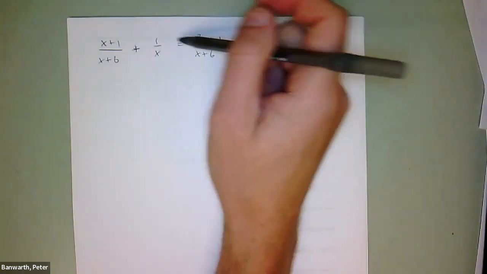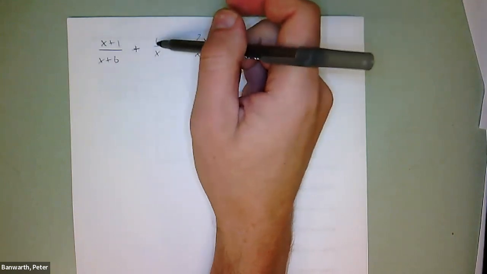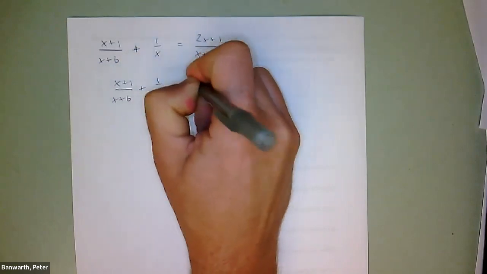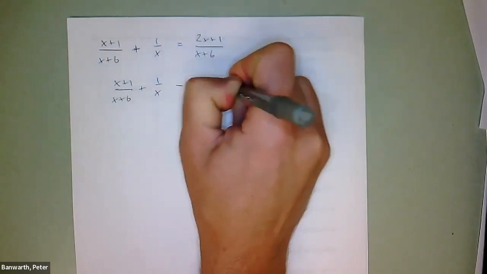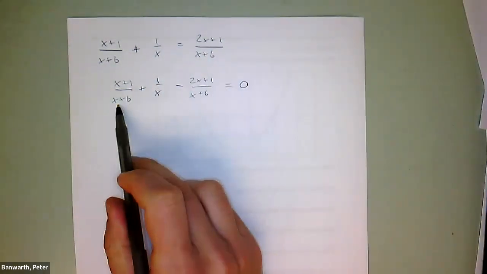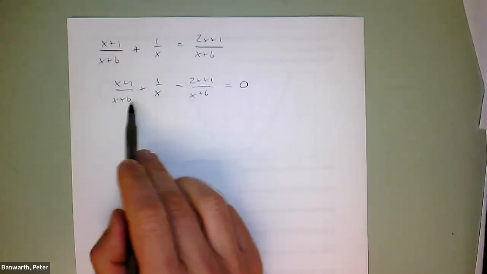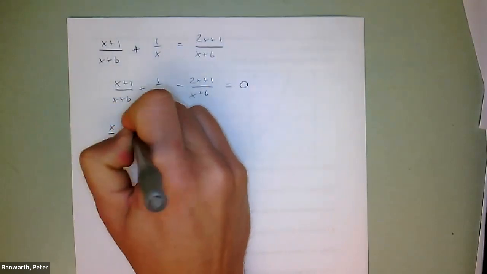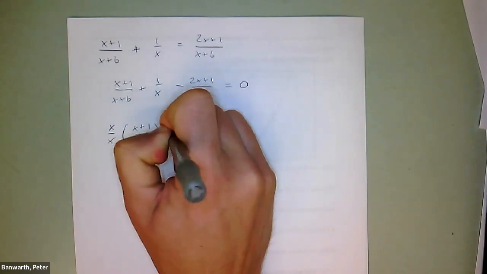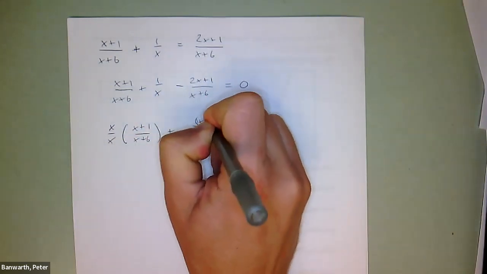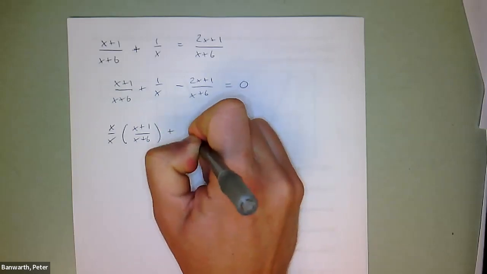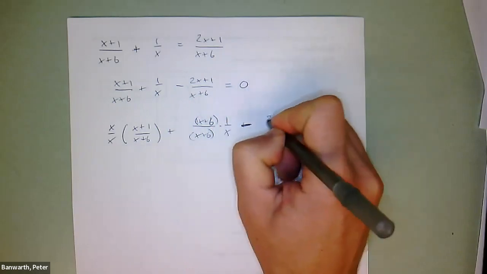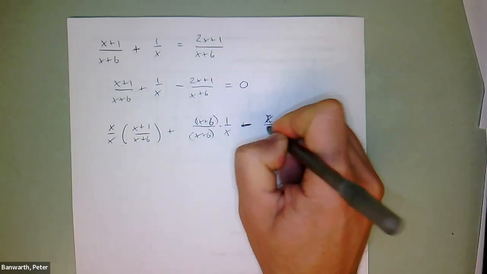So step 1 is to get all your rational pieces over on one side equal to 0. So x plus 1 over x plus 6 plus 1 over x minus 2x plus 1 over x plus 6 equals 0. Step 2 is to get them all over the same denominator. So I have an x plus 6 and then x. So I multiply my first term by x over x. I multiply my second term by x plus 6 over x plus 6. And I'll multiply my last term by x over x.